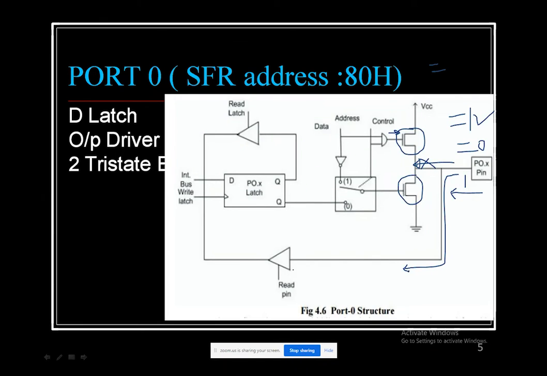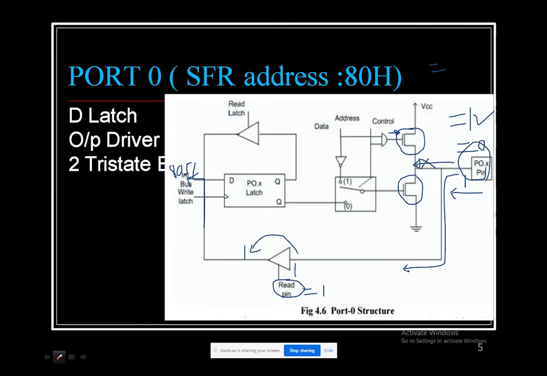So this one goes and comes up to here. But as we said, only if this read pin is equal to 1 will this one transfer to the output. Once it reaches over here, through this path it goes to the 8051. Here is the 8051, and here is the external pin through which you can interface. So this is how it works as an input.